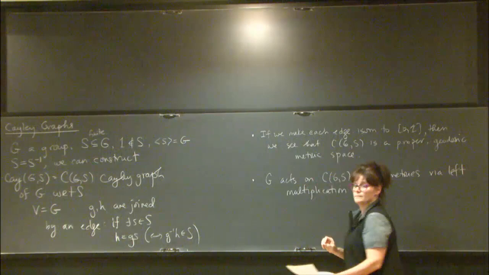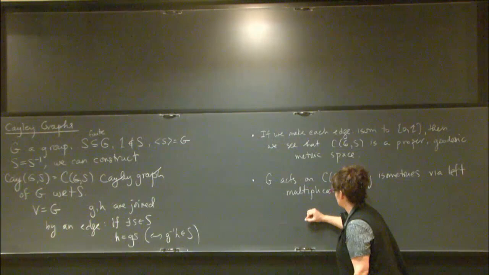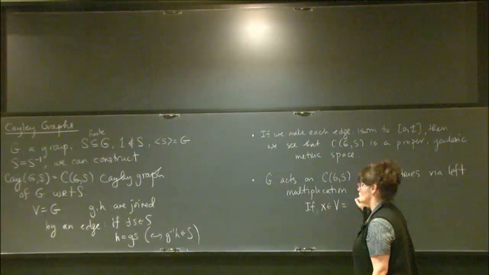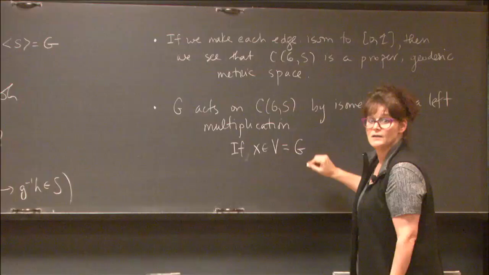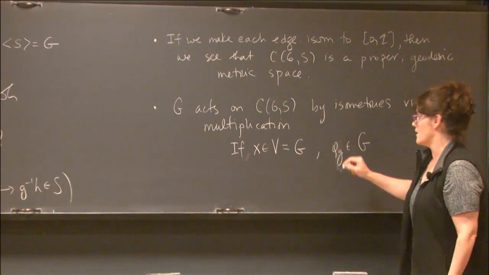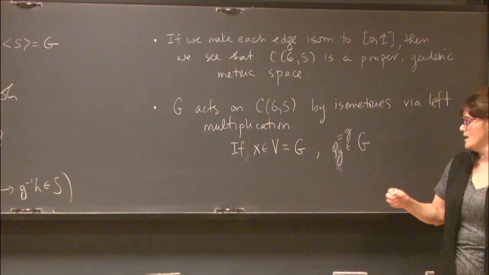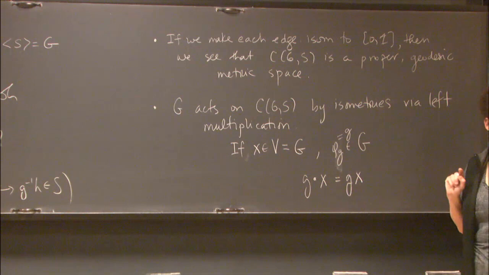Let me take a minute to say one thing about that action that I think can be confusing at first. If x is a vertex of this graph, that just means it's a group element, and I think of g as a group element that's acting on my graph, as some transformation, some symmetry of the graph. We always abuse notation and just call it g again. Then g hitting x is just left multiplication. That's what I mean by that.